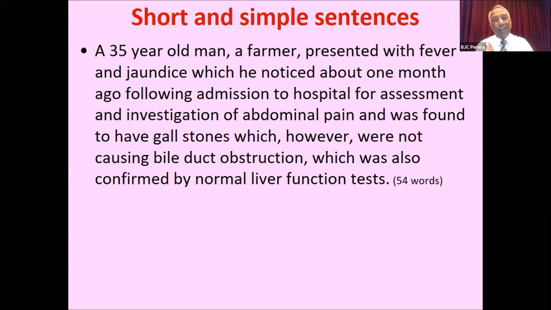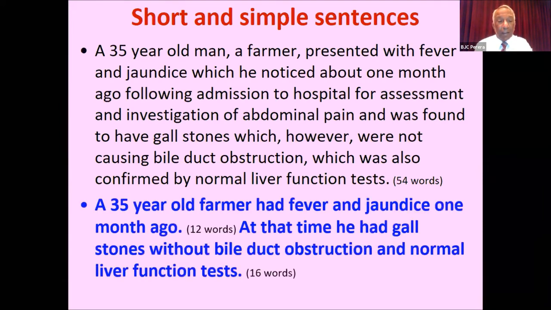Now, all that is said in this extensive sort of 54-word, virtually a paragraph, is what it means is a 35-year-old farmer had fever and jaundice 1 month ago, a sentence of 12 words. At that time, he had gallstones without bile duct obstruction and normal liver function test, 16 words. I'm sure the members of the audience would realize how clear it is, the second one, when you break it up and make it short and simple.